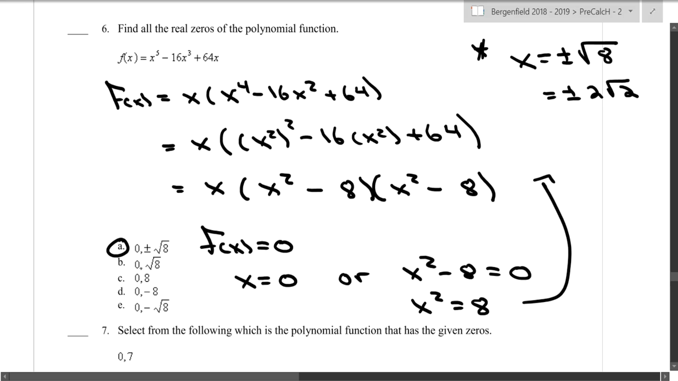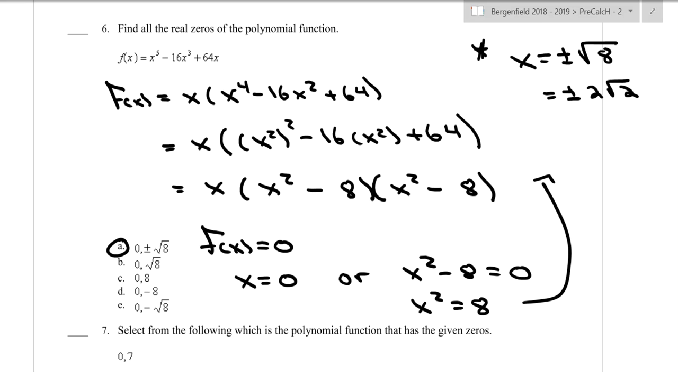Okay, no need to check for extraneous solutions. We're not dividing by x, or there's no square roots in our original function. So, okay, I hope that helps.